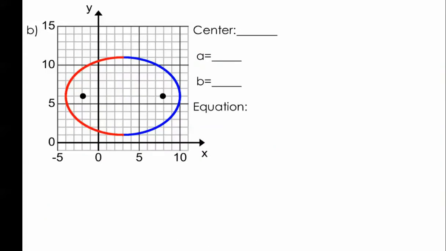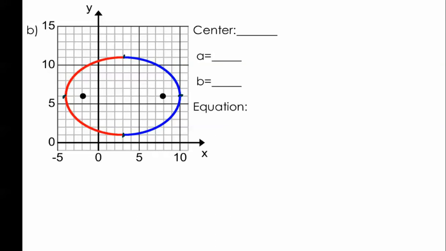So now we're looking at example B. The first thing we need to figure out is where the center of our ellipse is. So we want to be really careful. We're going to count. We're going to find those vertices. I can see I've got a vertex here and there, and I know that's my major axis because I can see it's a little bit larger. And then I've got co-vertices up here and down there.